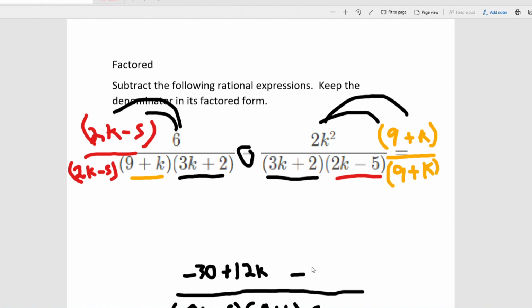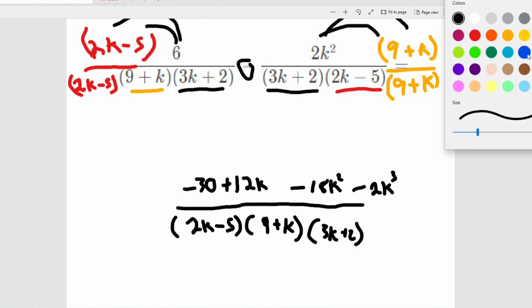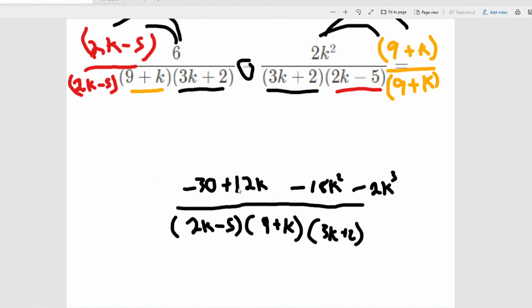So we got negative 2k squared. Negative 2k times k is negative 2k to the third. And now we have a bunch of stuff on the top. You want to see if you can combine like terms. So we're going to look for similar powers. Lucky for us, there's actually none, so we don't have to write anymore, which is cool. But if there were like terms, you'd have to combine them. So we are officially good to go.